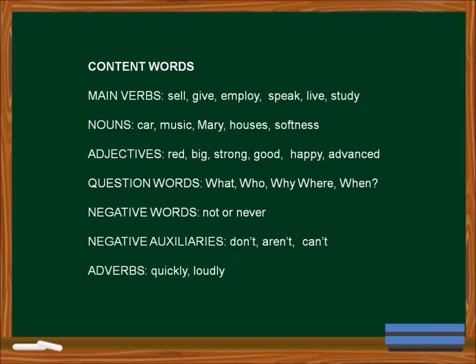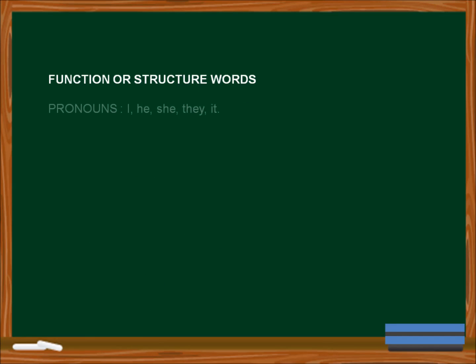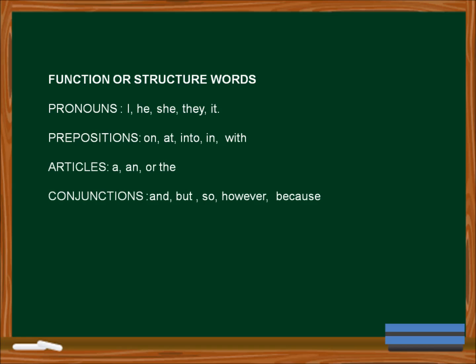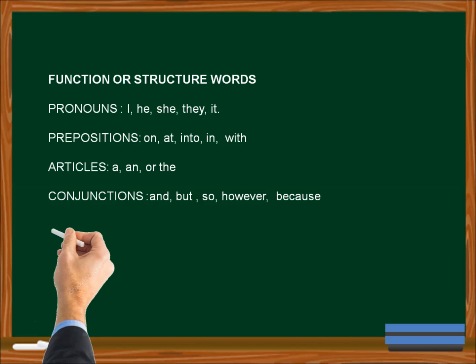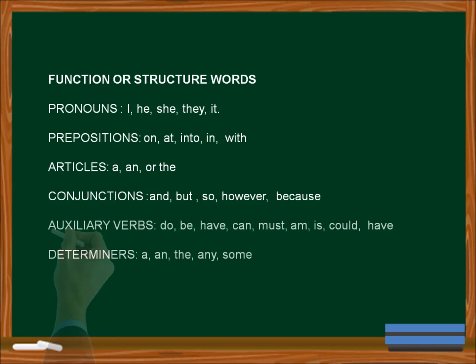What are examples of function words? Pronouns are function words: I, he, she, they, and it. Prepositions like on, at, and into. Articles like a, an, or the. Conjunctions, for example, and, but, or because. In a sentence, there are nouns, verbs, adjectives, question words, etc.